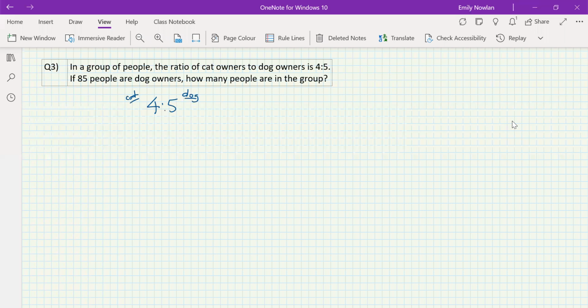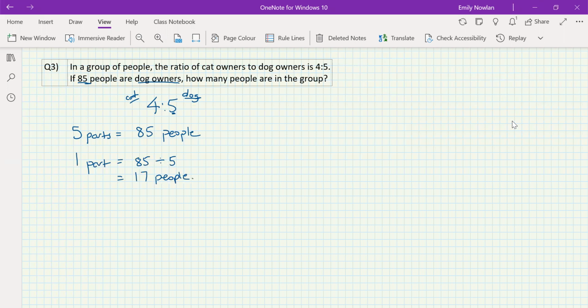Now, the order is important because we've been told 85 people are dog owners. So this 5 parts that we've got here is connected to the dog owners. So 5 parts is 85 people. We can work out what one part is. Now, one part is the 85, we have to divide it by 5 because there were 5 parts. And that is 17 people.